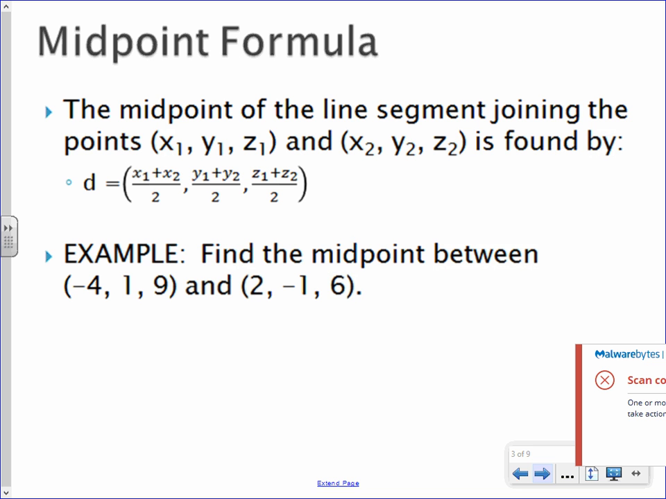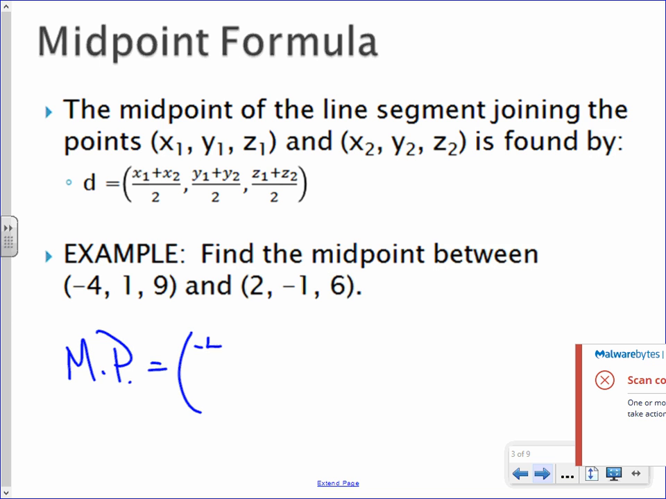Okay? So if we have the coordinates -4, 1, 9 and the coordinate 2, -1, 6. Let's first think about the octants in which these coordinates live. Let's talk about -4, 1, 9. Back -4, right 1, up 9. Chris, which octant? 2. Octant 2? Okay. This guy right here, forward 2, left 1, up 6. The octant that lives in is what, Grace? Yes, octant 4.